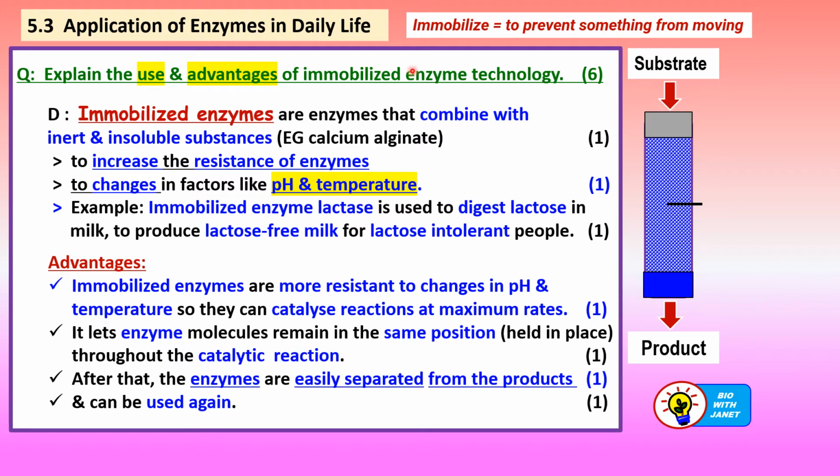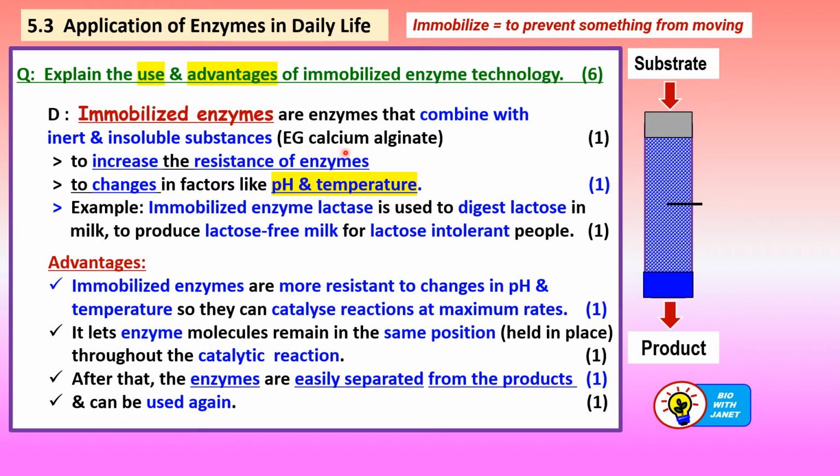Now let's have a look at this question which may be asked in the exam. Since this is a new topic on immobilized enzyme technology, it's a new part of the syllabus. Explain the use of and advantages of immobilized enzyme technology. 6 marks. So the word immobilized means to prevent something from moving. Now what is prevented from moving? The enzymes. So how are the enzymes immobilized or prevented from moving? They are combined with inert or inactive and insoluble substances.